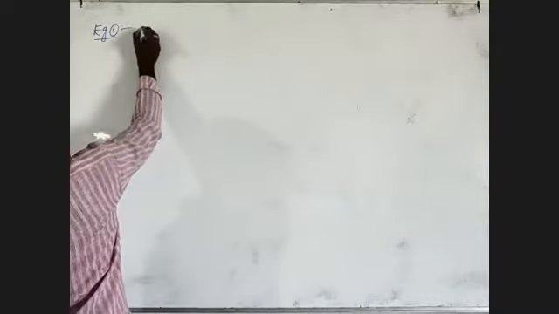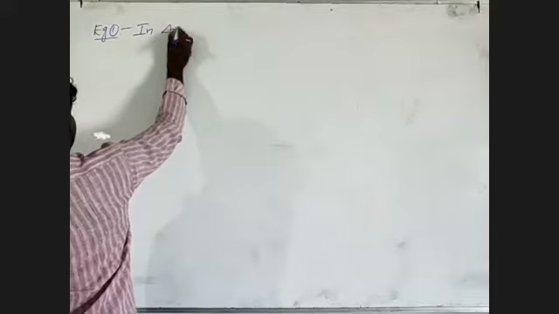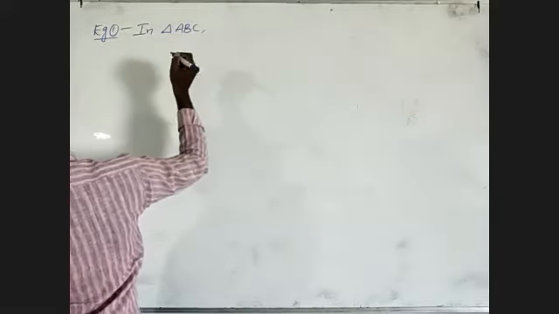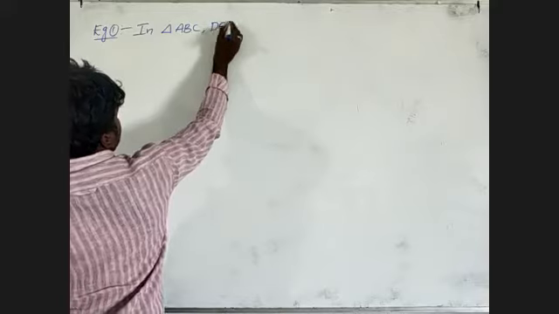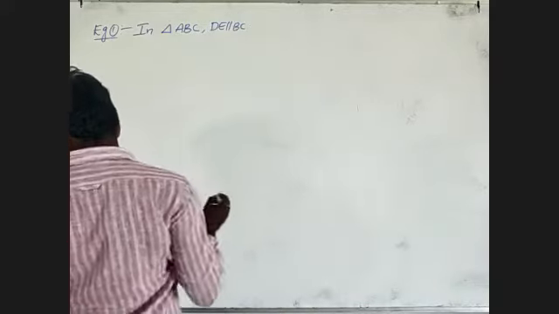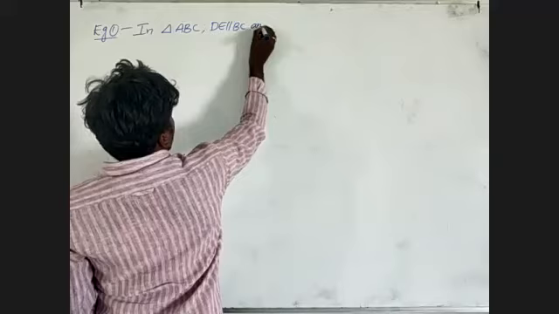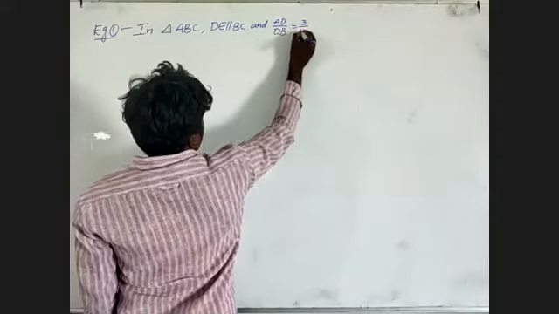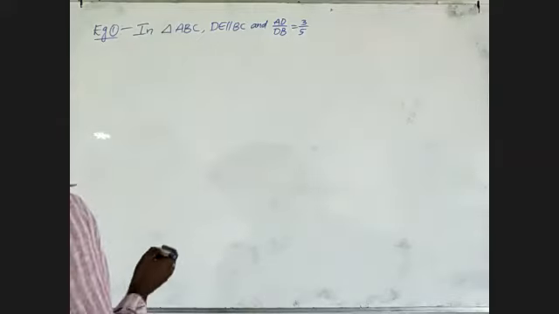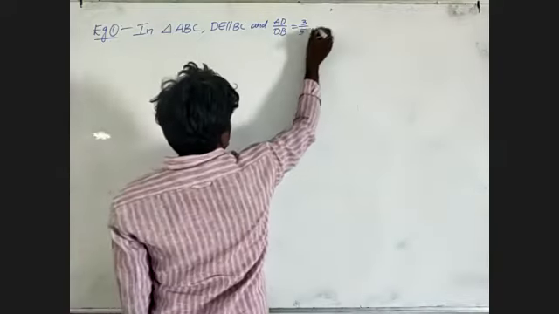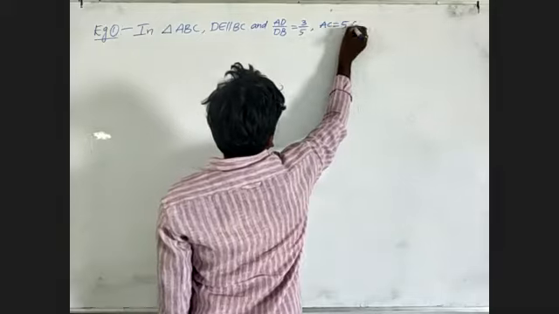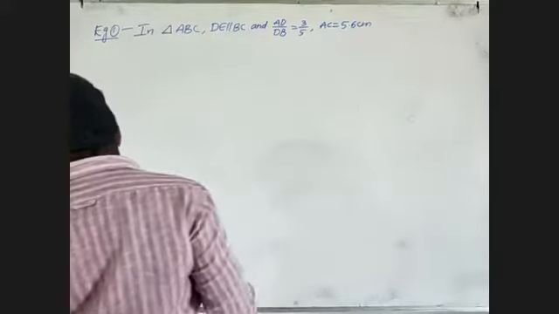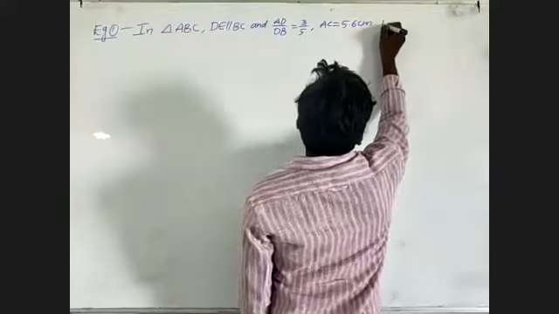What is example 1 asking? In triangle ABC, DE is parallel to BC and AD by DB is equal to 3 by 5, comma AC equal to 5.6 centimeters. Find AE.